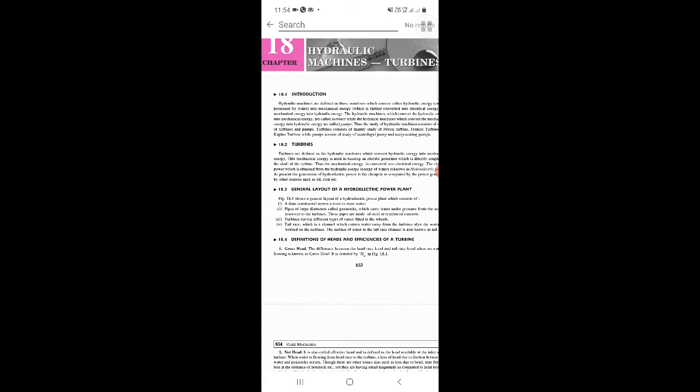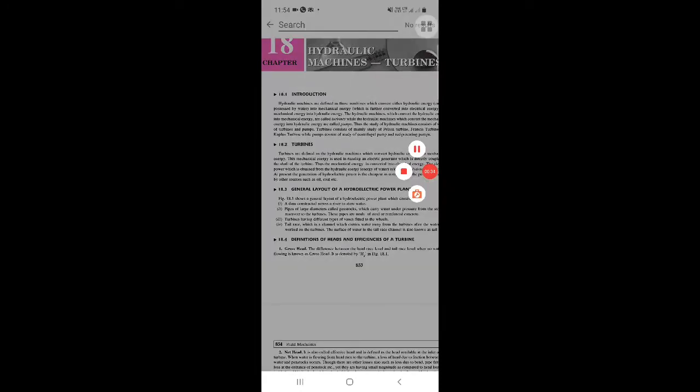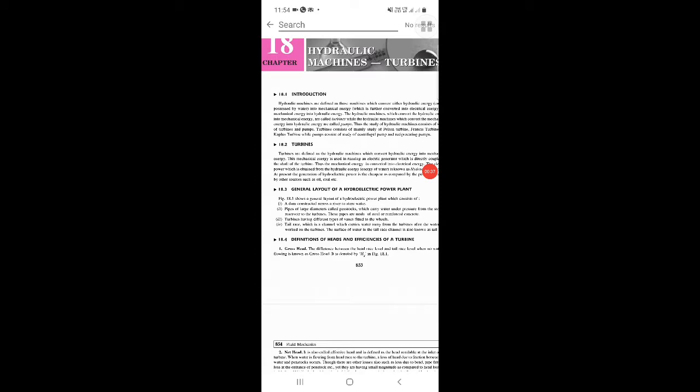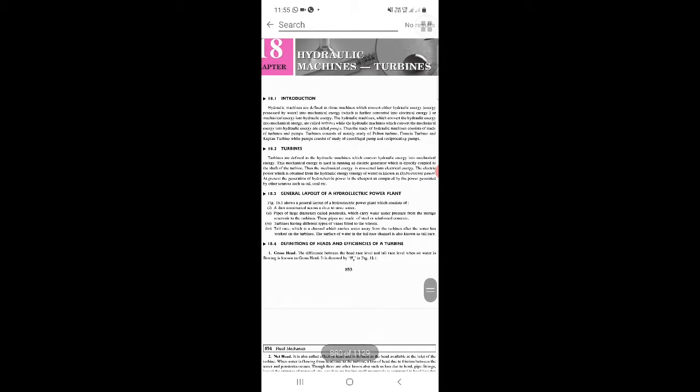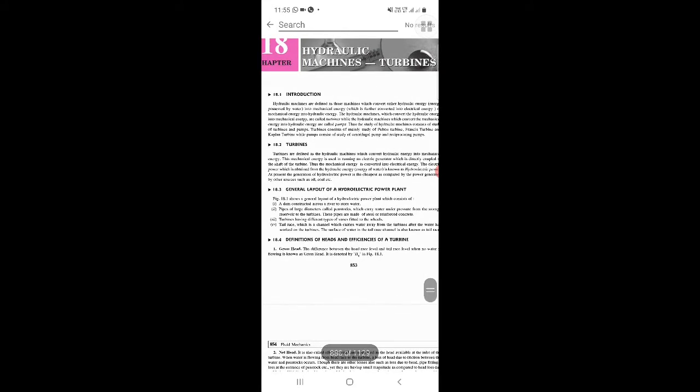A turbine is defined as a hydraulic machine which converts hydraulic energy into mechanical energy. This mechanical energy runs an electric generator which is directly coupled with the shaft of the turbine. Hence the mechanical energy is converted into electrical energy, and the electrical power obtained from hydraulic energy is known as hydroelectric power. At present, the generation of power is created by oil and coal.